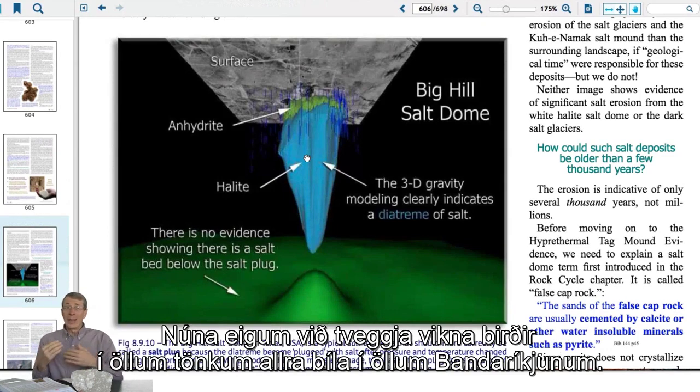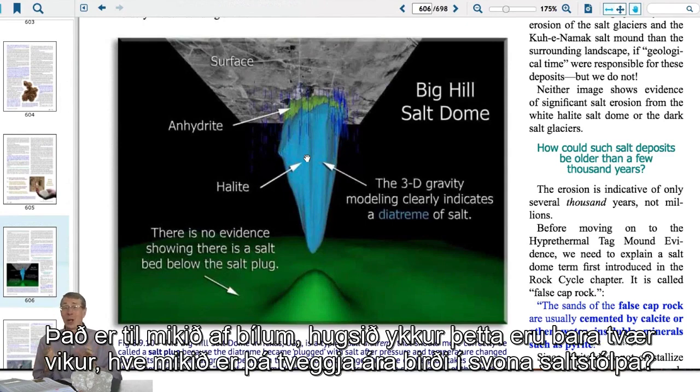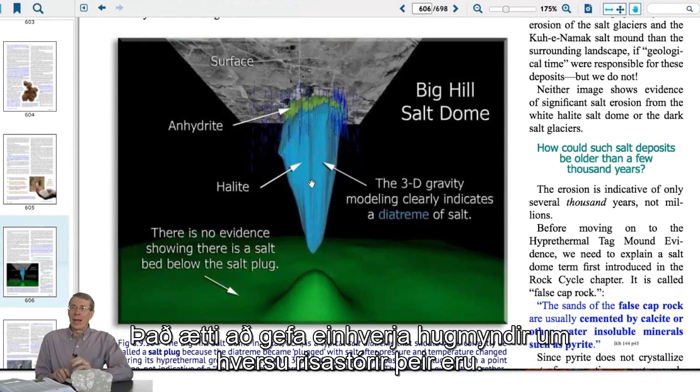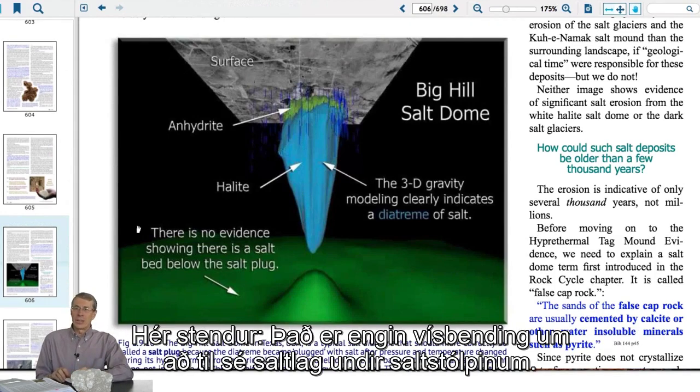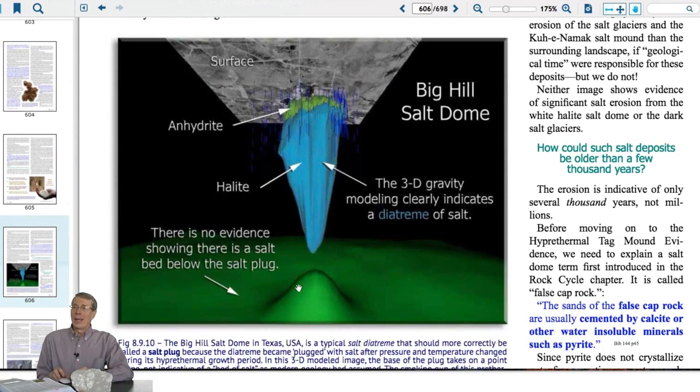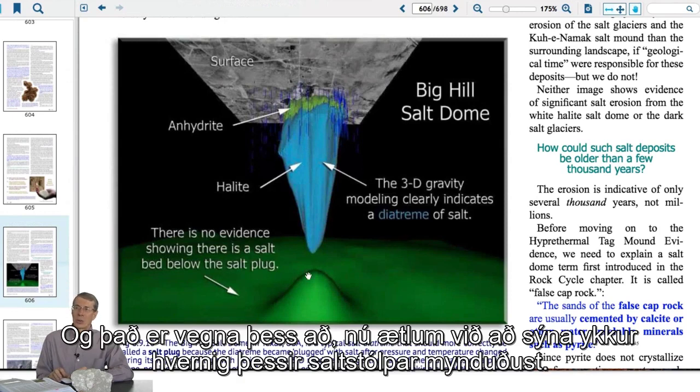2-year supply. Right now we have about a 2-week supply in all the gas tanks of all the cars in the United States. There's a lot of cars. Imagine all of those just 2 weeks. Imagine having a 2-year supply of all those tanks of gasoline inside these salt domes. So that gives you an idea of how massive they are. Notice down here it says there's no evidence showing that there is a salt bed below the salt plug. And this is because we're going to show you right now how these salt plugs were made.